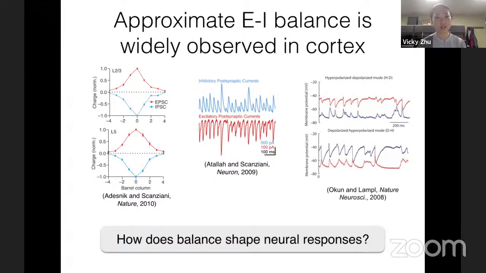The idea of approximately excitatory and inhibitory balance has been widely observed in the cortex. As you can see down below here, much literature has demonstrated this balanced idea through experimental cortical recordings. One of the questions that our lab asks is how does this balance shape the functionality of neural responses?